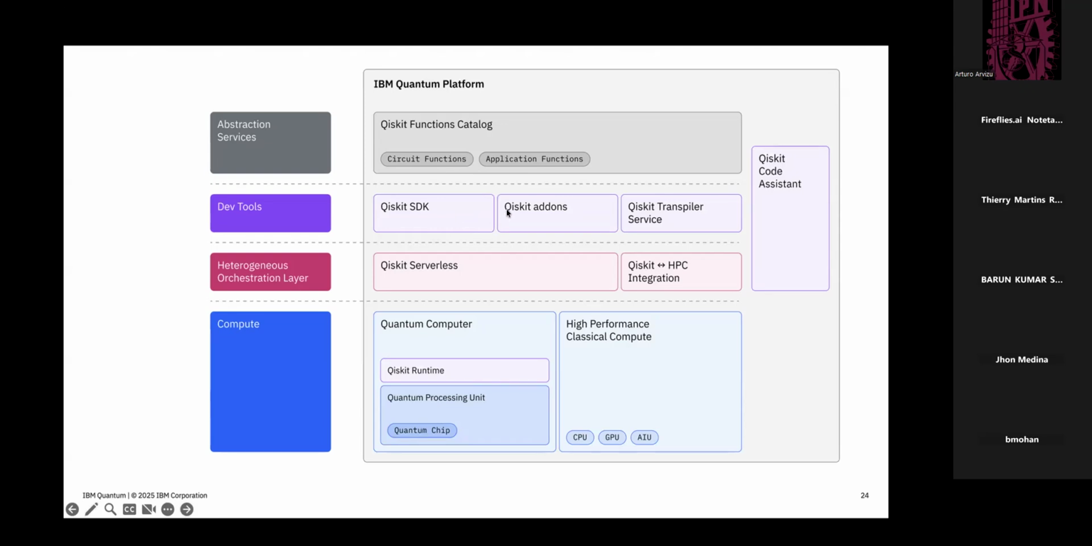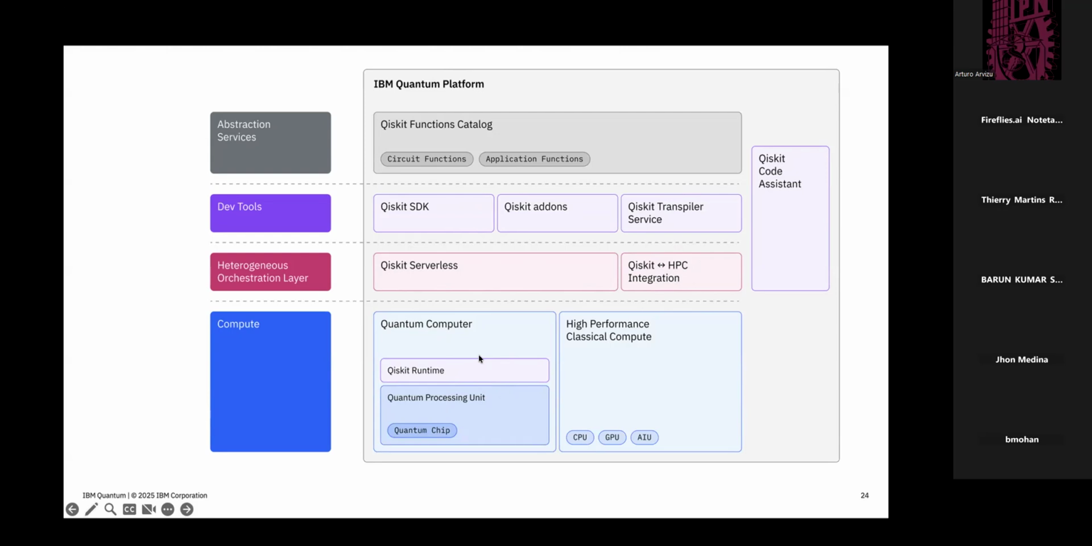We have it sitting on top of ways that it can interact with the cloud or with other kinds of classical computers. This high performance computing integration is a relatively new thing that we've put out with it. It's also open source. But mainly you want to get down here to the quantum computer.